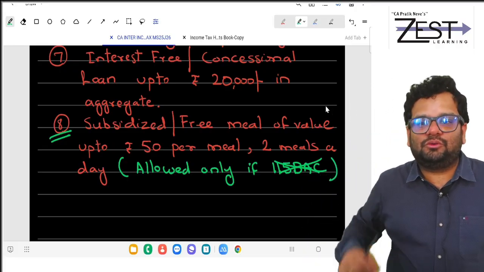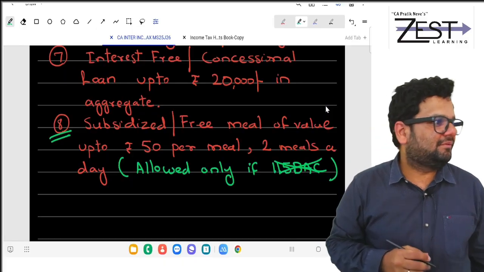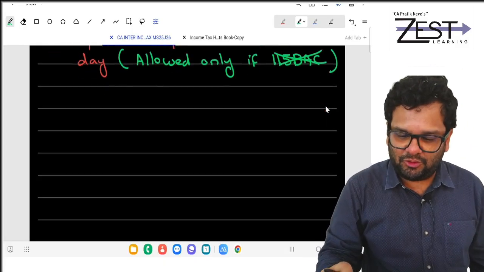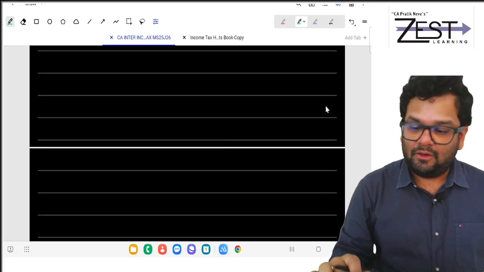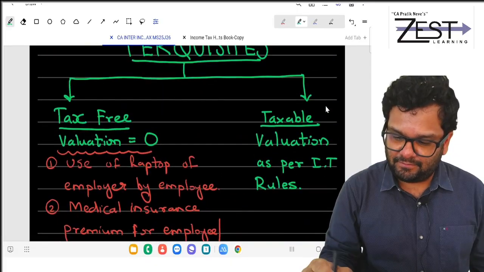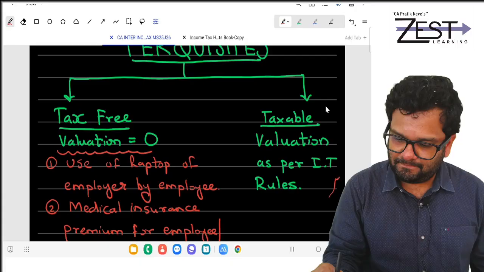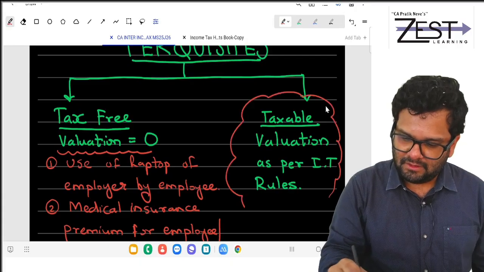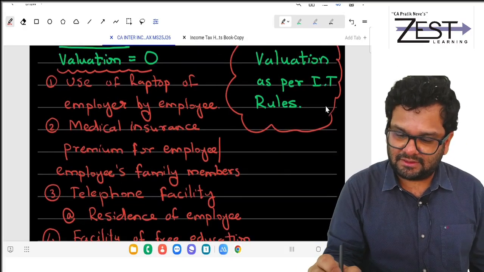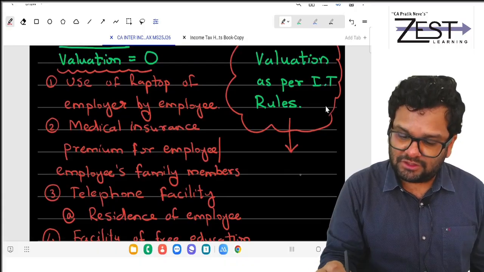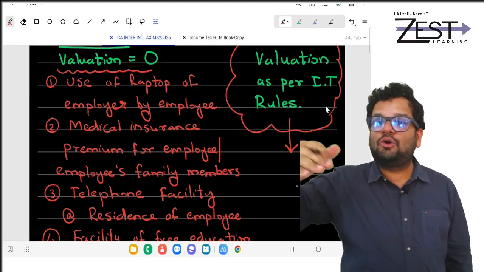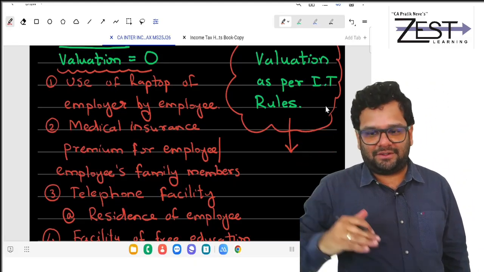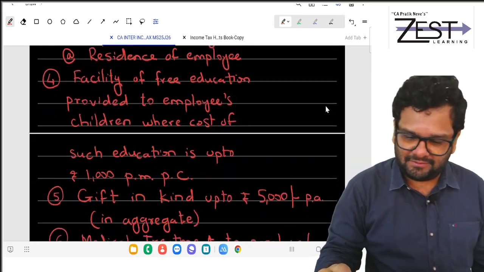Now we will go to some perquisites. The first perquisite I want to discuss with you is interest free loan. Which part am I discussing? This part: perquisites which are taxable. You have to discuss them separately and check how the value of each perquisite will be calculated. Shall we start?